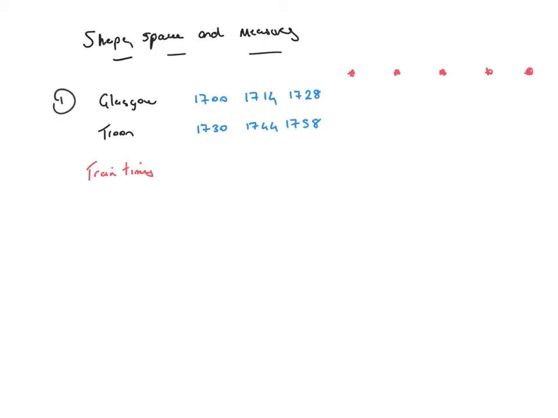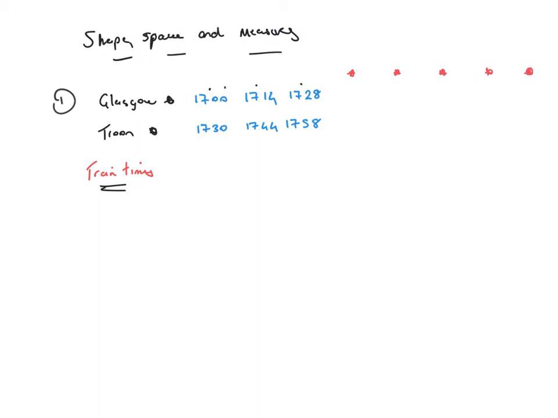Okay, so the first question, we've got trains depart Glasgow to travel to Troon. Okay, so there's the departure times. Now we can see that the first one that we're looking at there is 5 PM, 1700 hours. And then the next one after that is 14 minutes later, and the next one after that is 14 minutes later again. Now you can also see that from 5 PM you get to Troon at 5:30, so we can see that it's a service that takes 30 minutes. And the question is to fill in the table for the next 5 times.